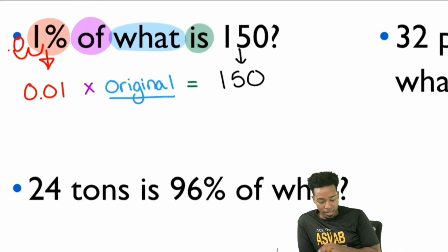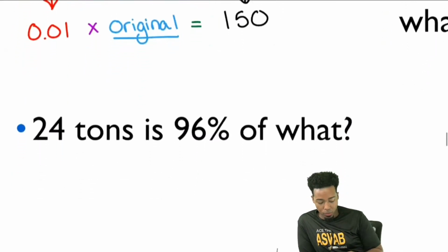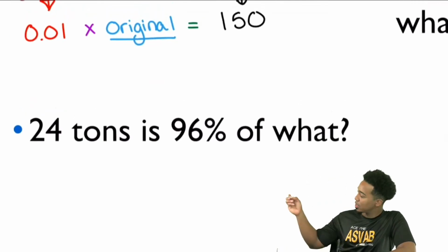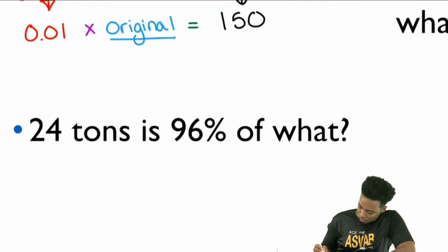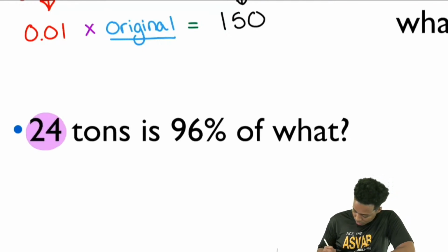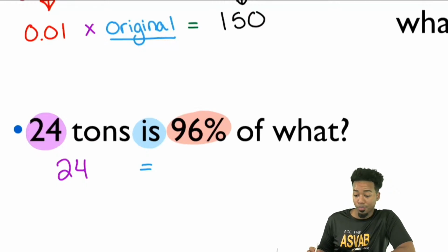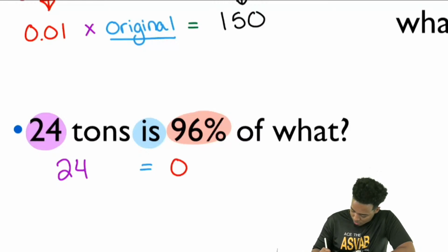So, next, let's take a look at 24 tons is 96% of what? Let me show you the translation again. So 24 tons, I'll go ahead and say 24. Everyone help me out. The word is means what? Equals, correct. What does 96% turn into? Thank you, Gina. Perfect. 0.96.